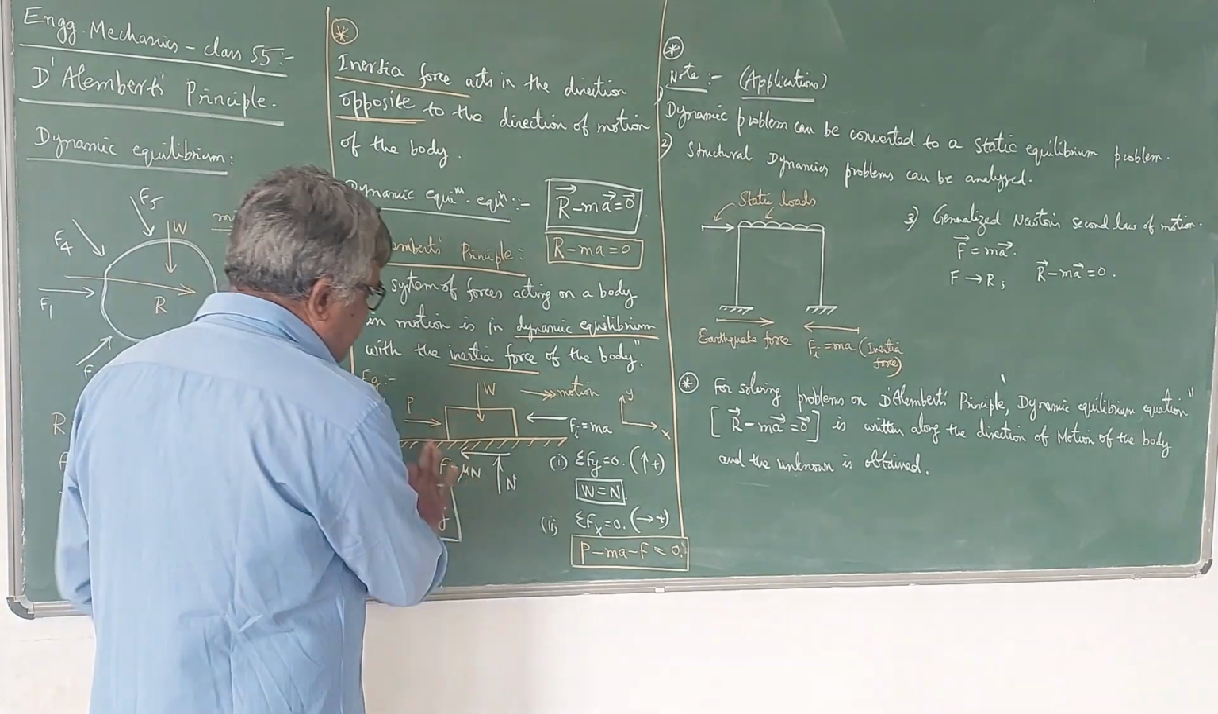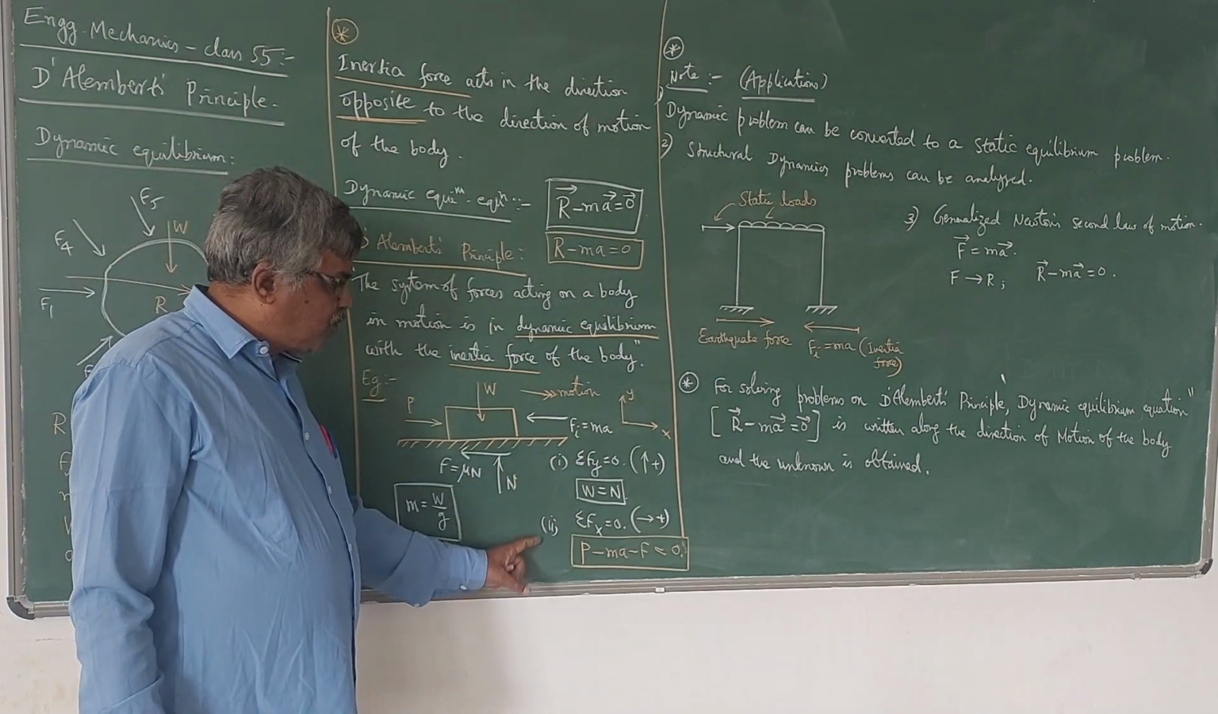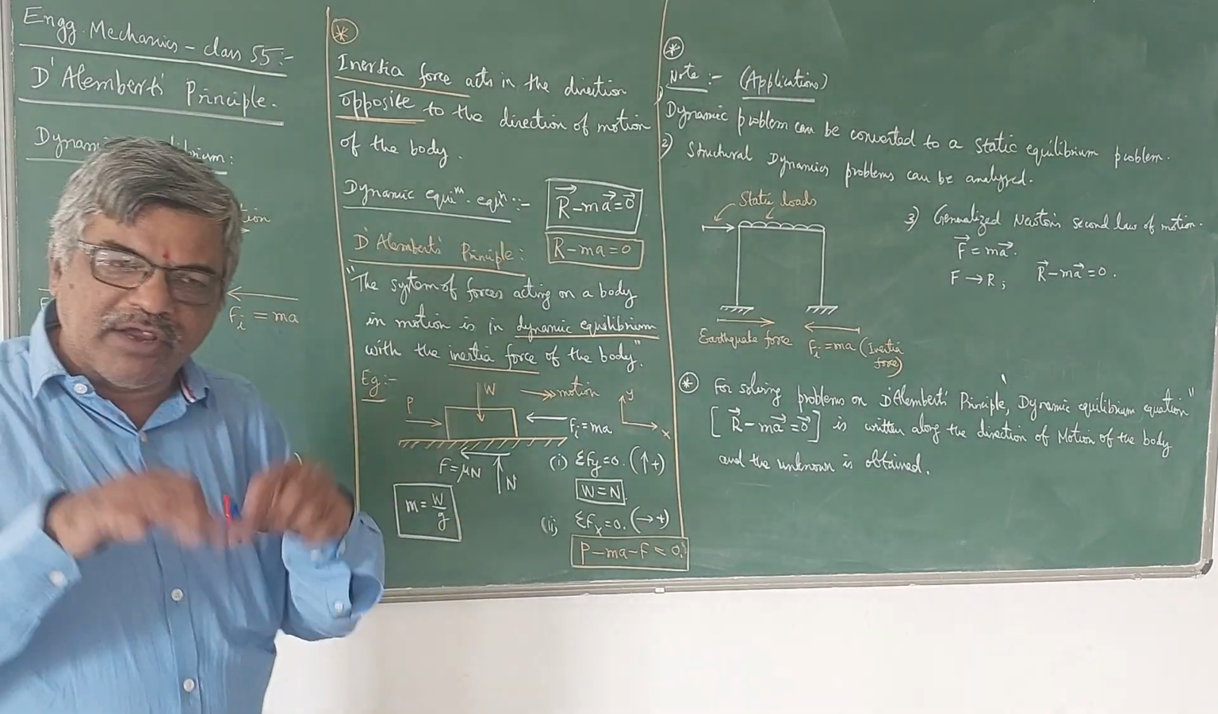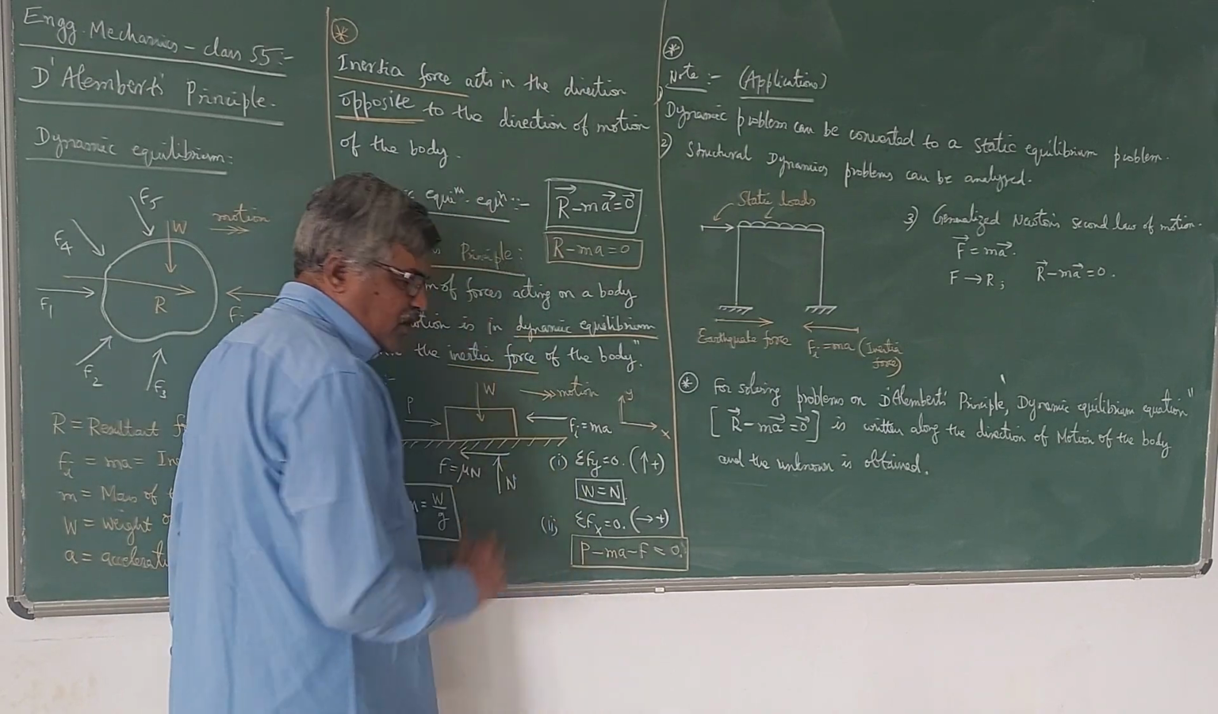Now, what I am going to do, this is the dynamic equilibrium problem. I am going to apply the two equilibrium equations. If you apply the static equilibrium equations, it will be like this: sigma Fy = 0, sigma Fx = 0.